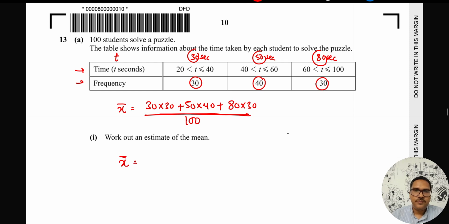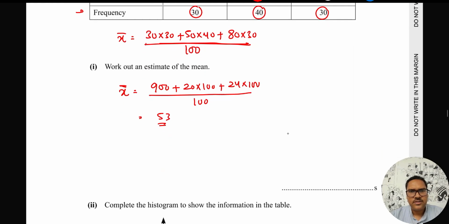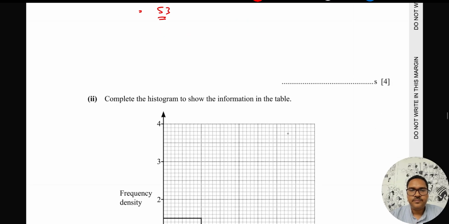You will say this is equal to 900 plus 2000 plus 2400, divided by 100, and you can solve this. You can cancel 100. This is 9 plus 20 plus 24, which is 53. That is, the mean is equal to 53 is the answer for this question. This one is an easy, standard question.